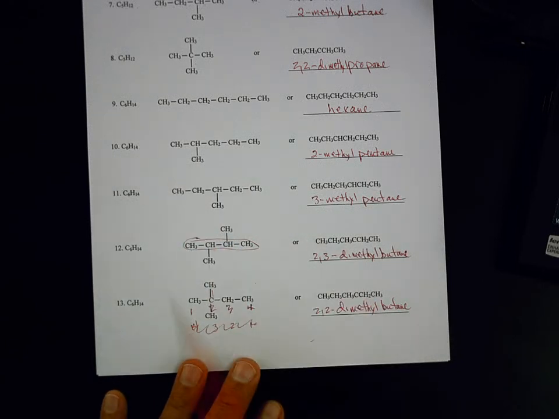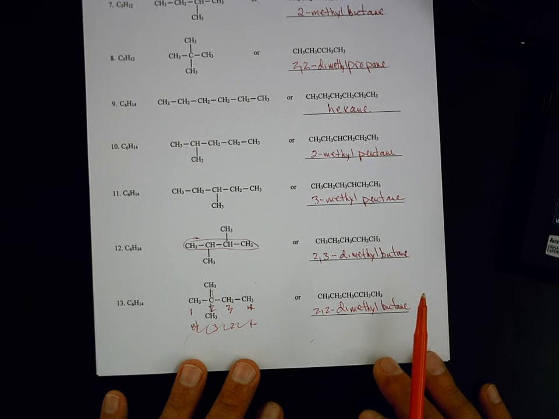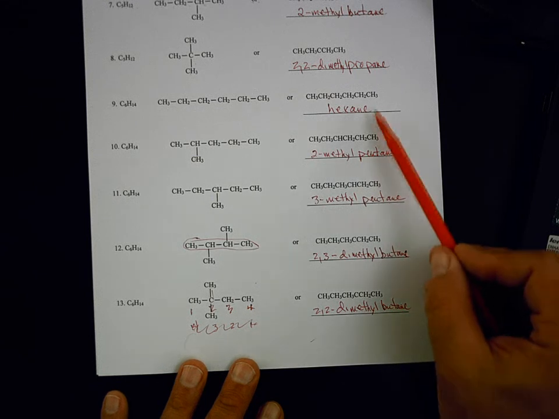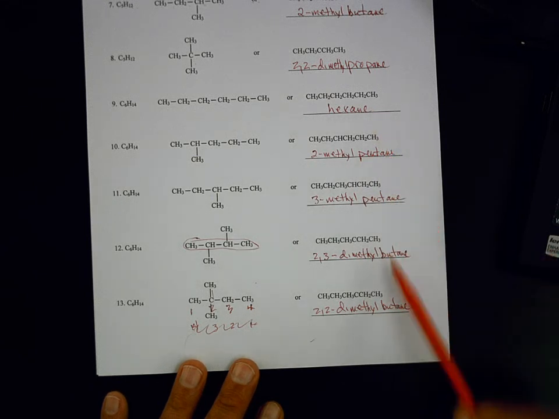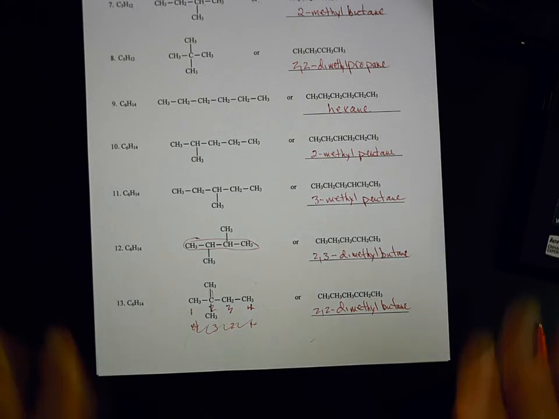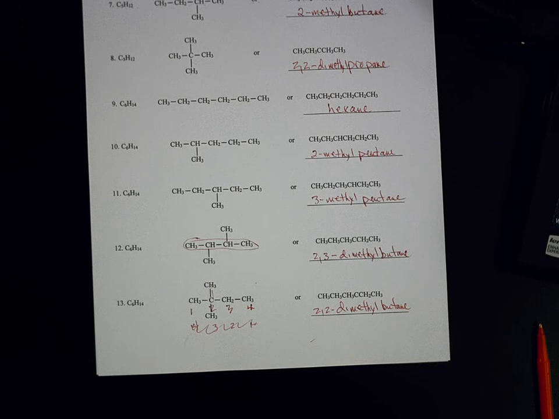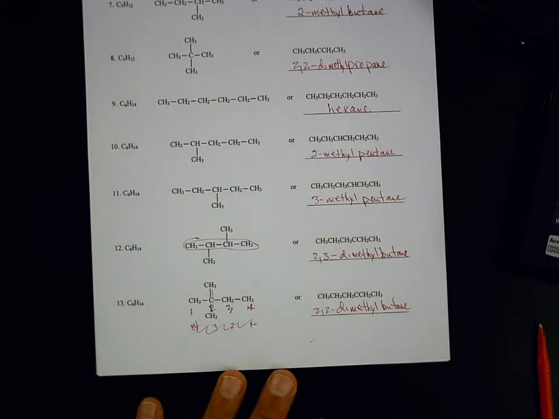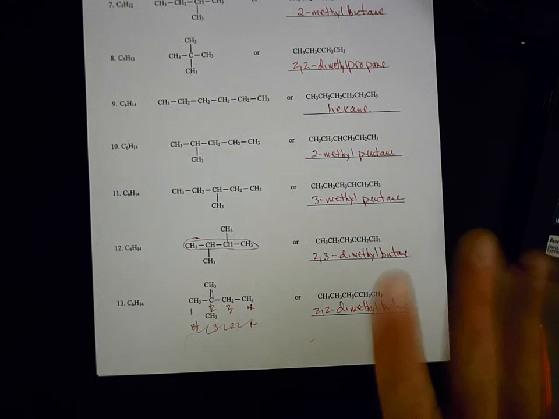But 9, 10, 11, 12, 13, all isomers because they're all C6H14. But notice how a different form has a different name. Yes? So this is not homework. This was just to show you how the names change for the variety of forms. Any questions on this sheet?